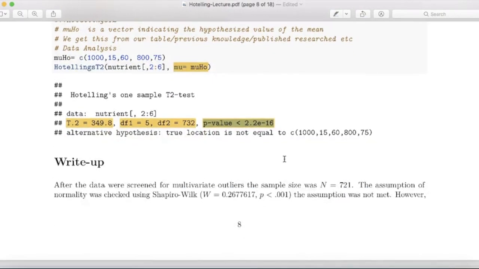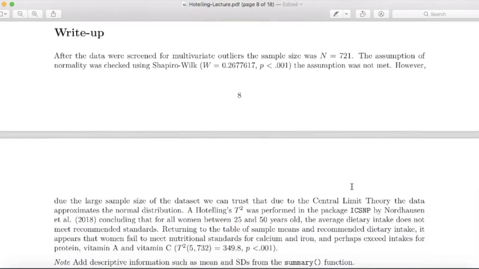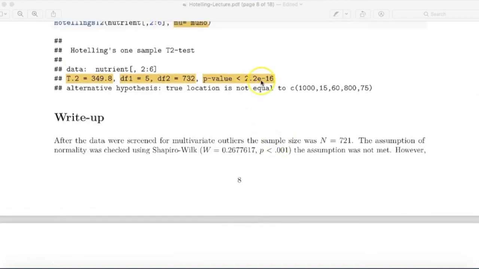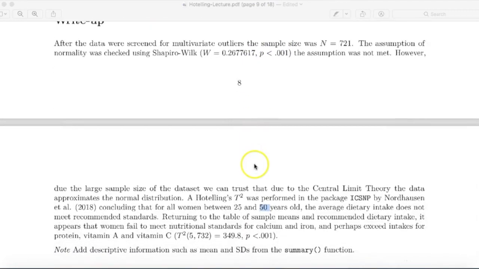So after the data were screened for multivariate outliers, we ended up with this sample size. We checked the assumption of normality, which was not met. However, we trust in the central limit theorem. Then we perform Hotelling's T-squared with the ICSNP package. I give the citation there. Concluding that the women were not meeting the recommended standards. So remember, the null hypothesis is saying that whatever we have in our sample is the same as what we have in the population, which are those recommendations from the government. We rejected the null hypothesis from this p-value. So yeah, they're not meeting those standards.